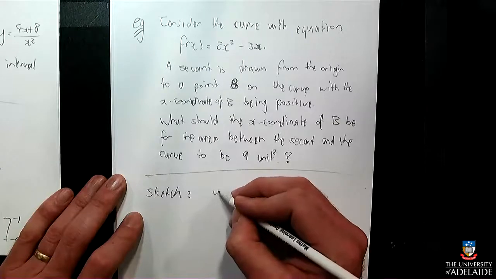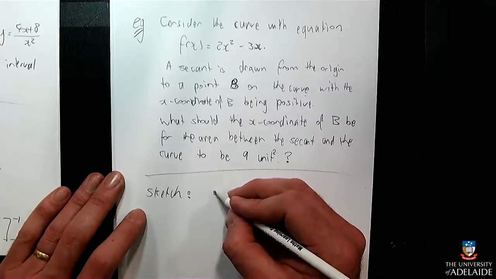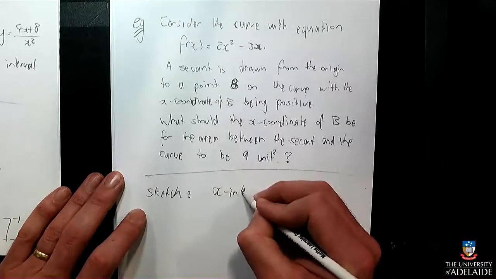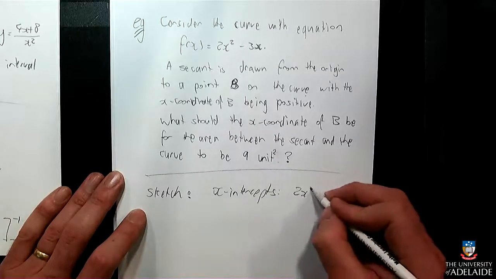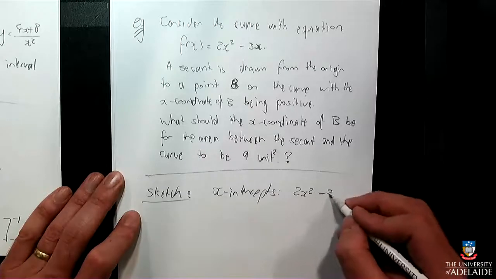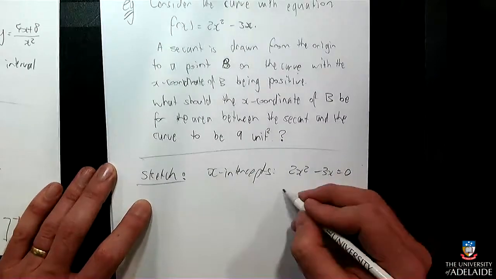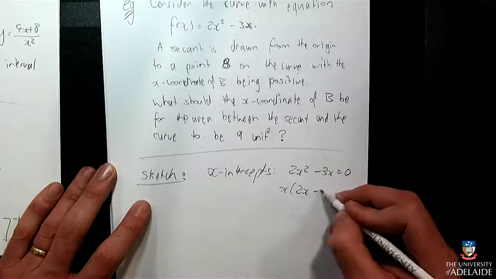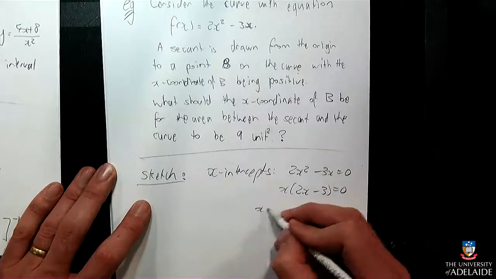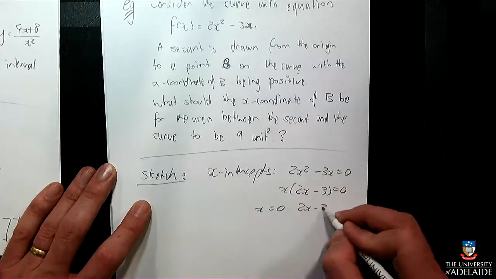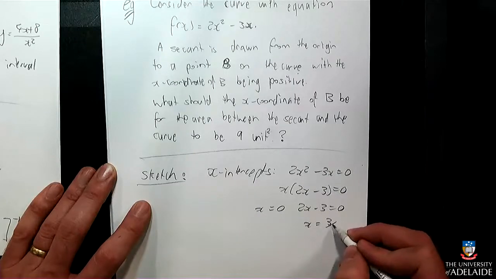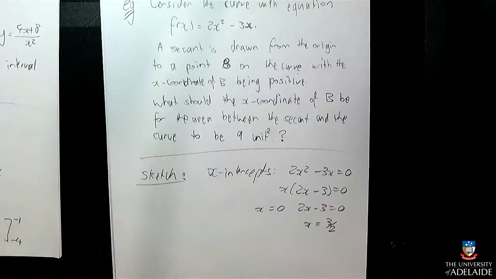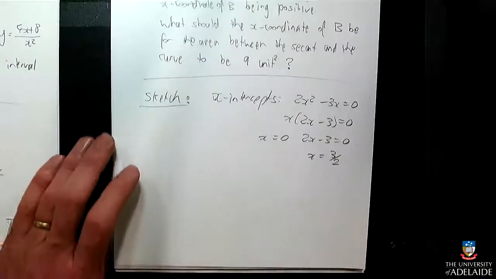Sketch. The x-intercepts will happen when 2x squared minus 3x is 0. So x outside of 2x minus 3 is 0. So either x equals 0 or 2x minus 3 is 0. So x equals 3 on 2, okay, so 1.5. And I know that the turning point happens halfway between those.